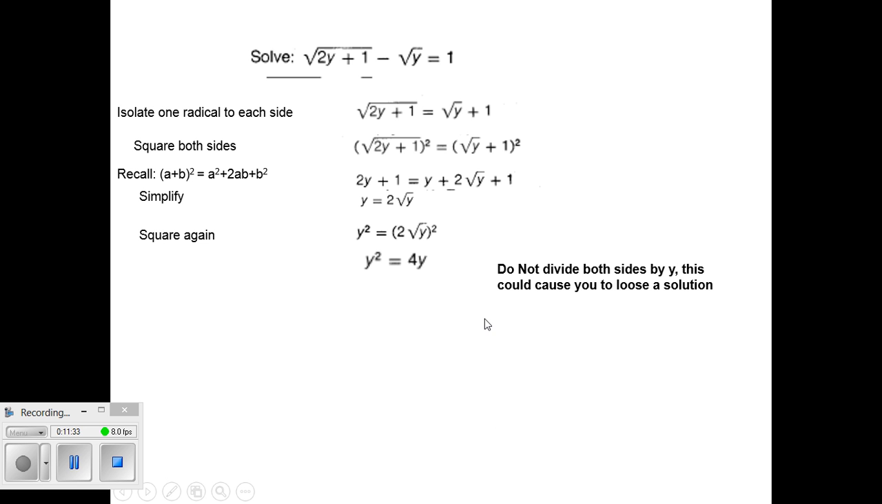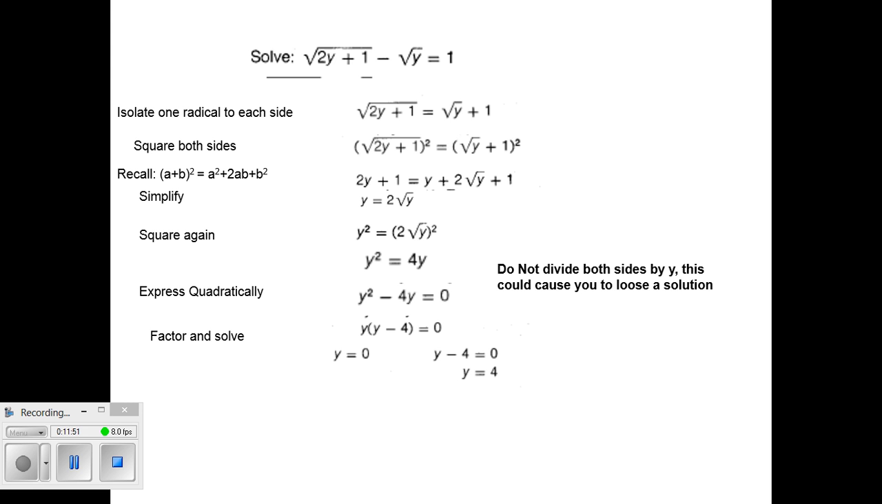Do not commit the algebraic atrocity of dividing by y. Again, do not commit that algebraic atrocity. All right, so this goes to a quadratic expression. We're going to pull out y as a common factor, and factor this in this sense gives rise to 2 solutions.